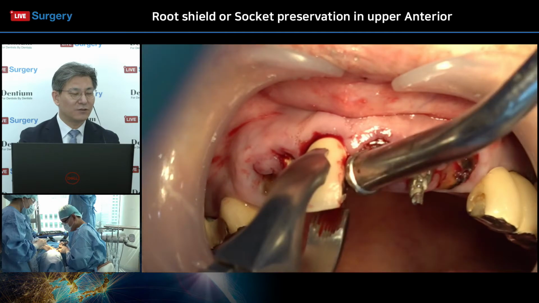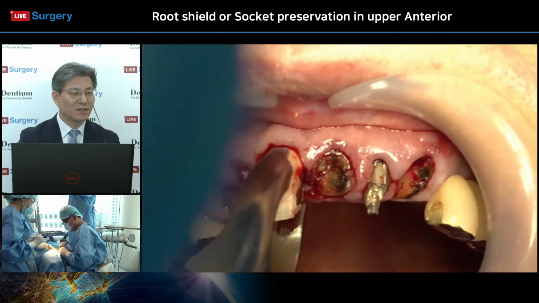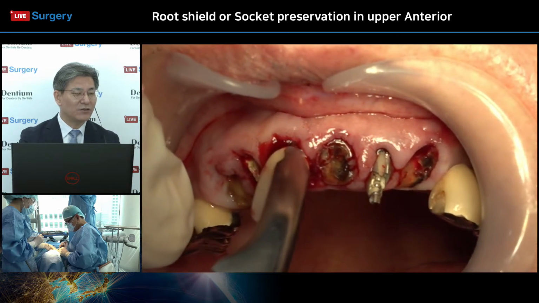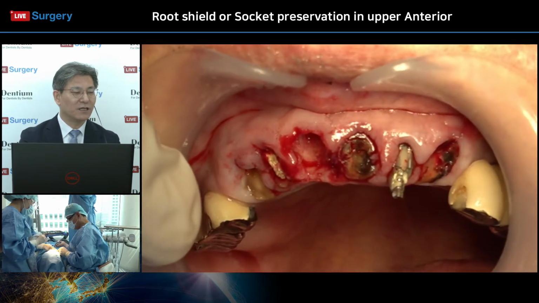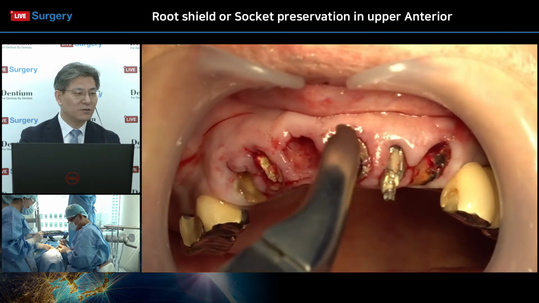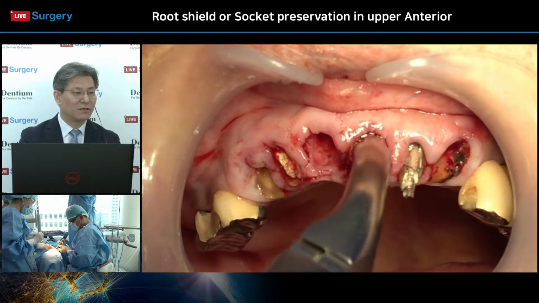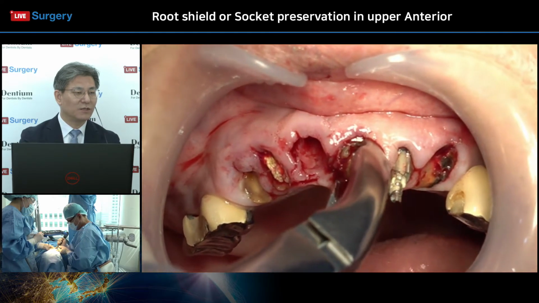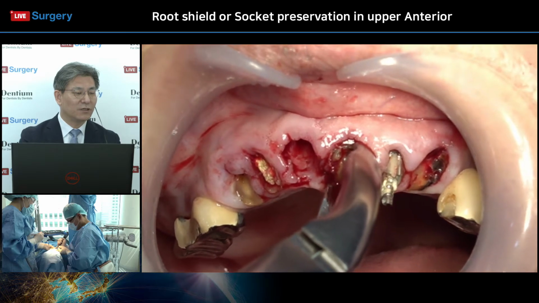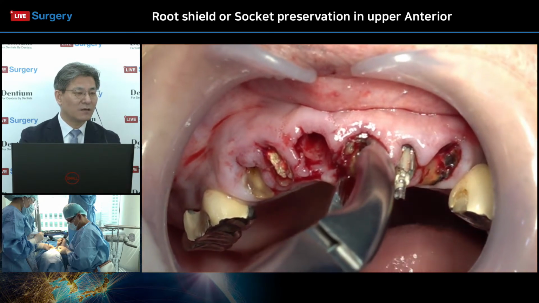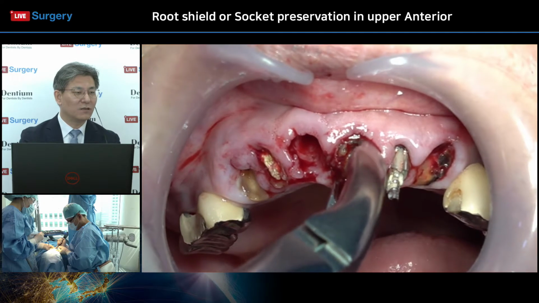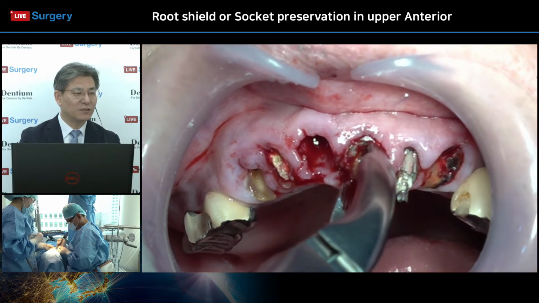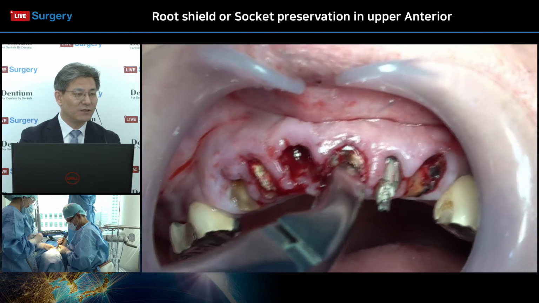Already this tooth has fractured. This kind of situation can happen frequently. And number 11 is extracted. Try again with the root tips, holding the remnant of the root and using a gentle action. The focus is on the rotational movement, holding the forceps and rotating with a gentle motion.